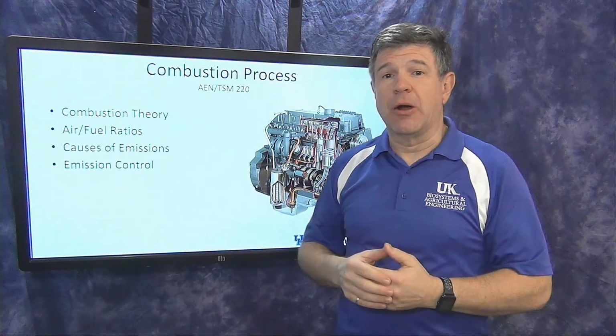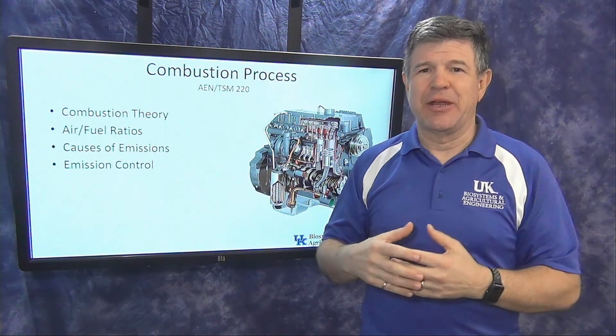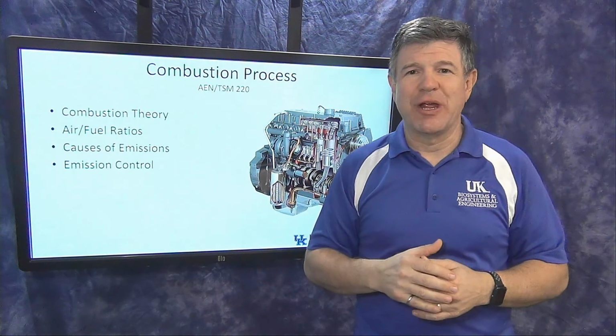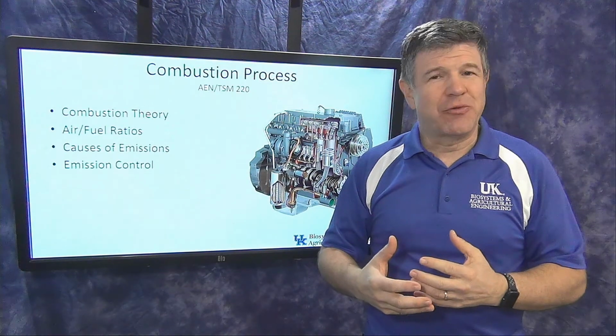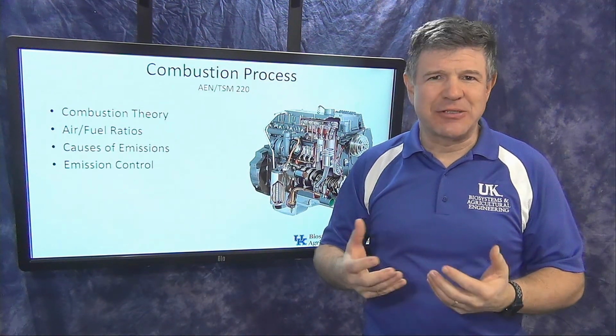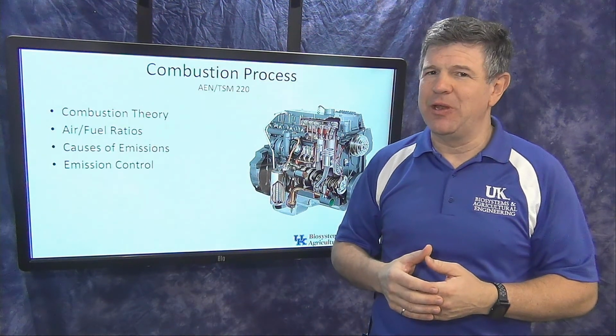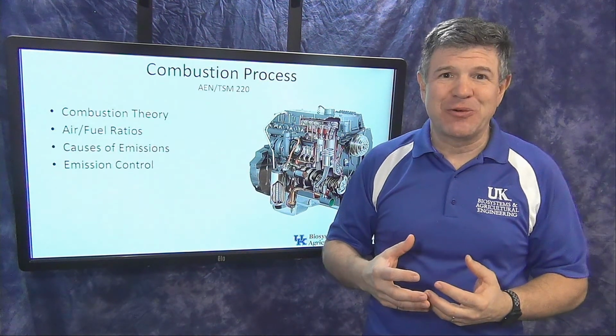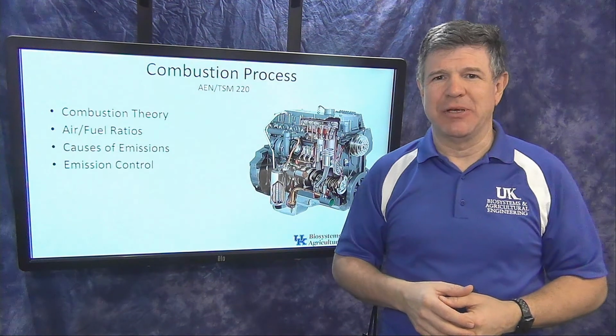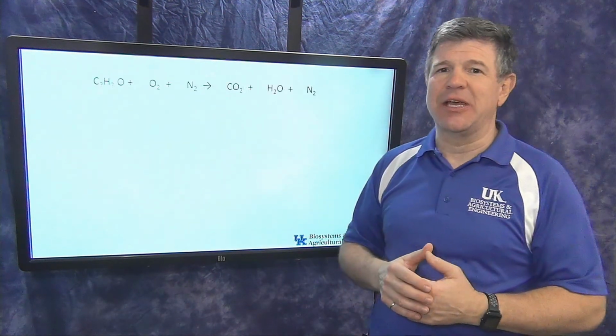So we've looked at our combustion theory and laid out that equation and talked about the air-fuel ratios and how we can calculate that air-fuel ratio. And I've said all the way through that this is ideal. This is the theory of what's going on, but we don't often get the theory happening the way we want to all the time, and we end up with some bad emissions. So where do they come from? That's what we're going to take a look at now.